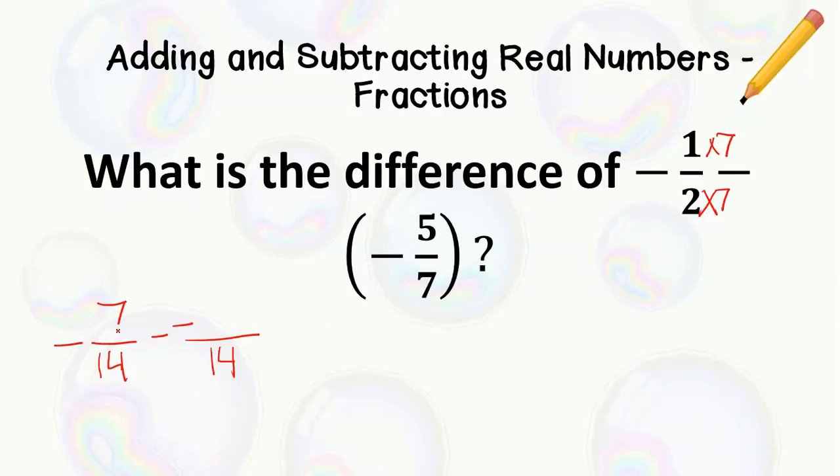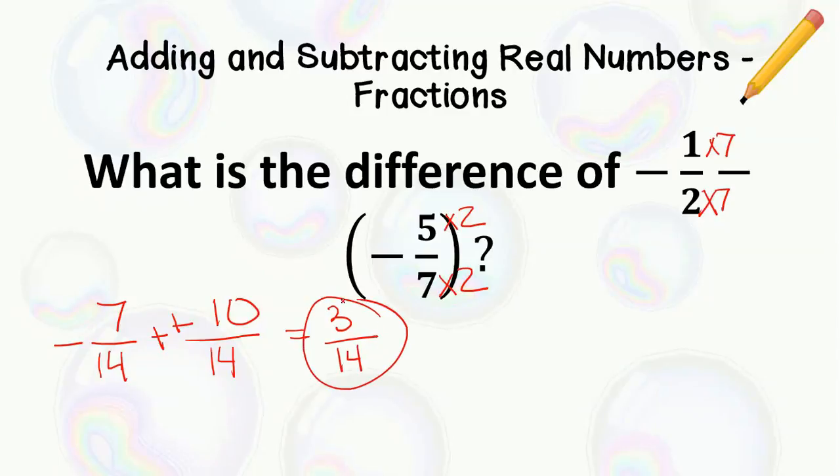So 1 times 7 is 7. 7 times 2 will give me 14. So I got to do that to the top as well. 5 times 2, well, that's 10. Now, I have a common denominator. Got to add my numerators, or subtract them in this case. Notice how I have a double negative. Going to make that positive. So now I have negative 7 plus 10. That is a positive 3/14 for my final answer.